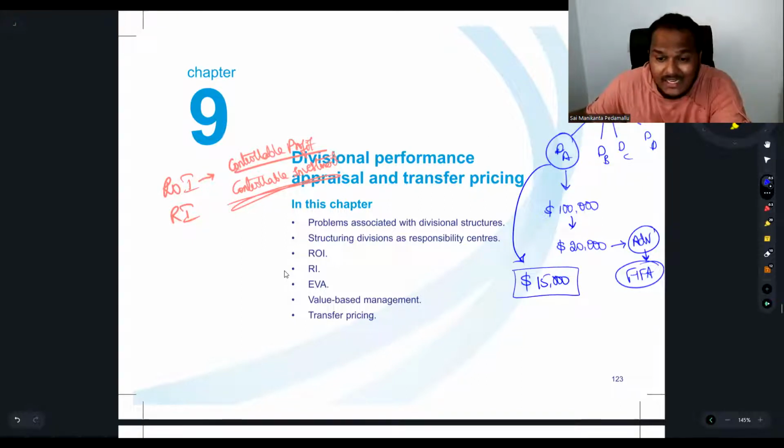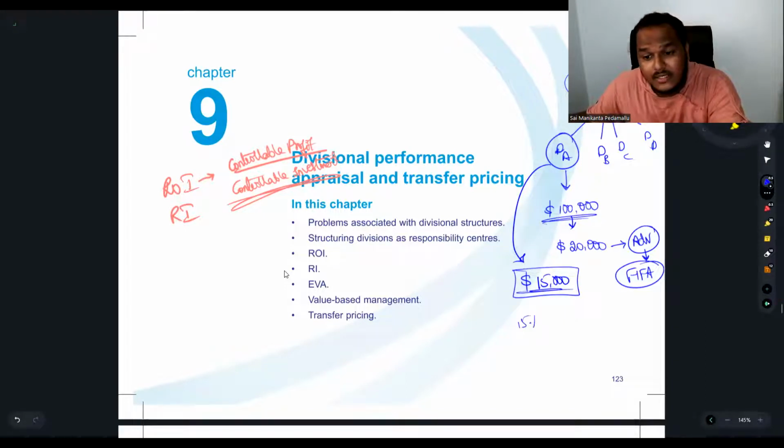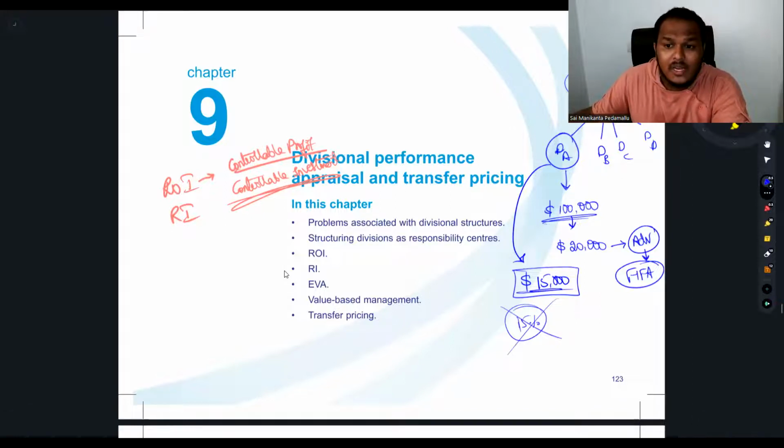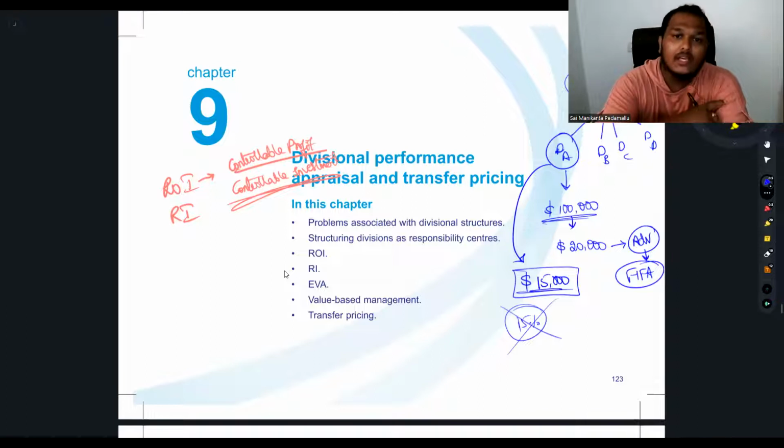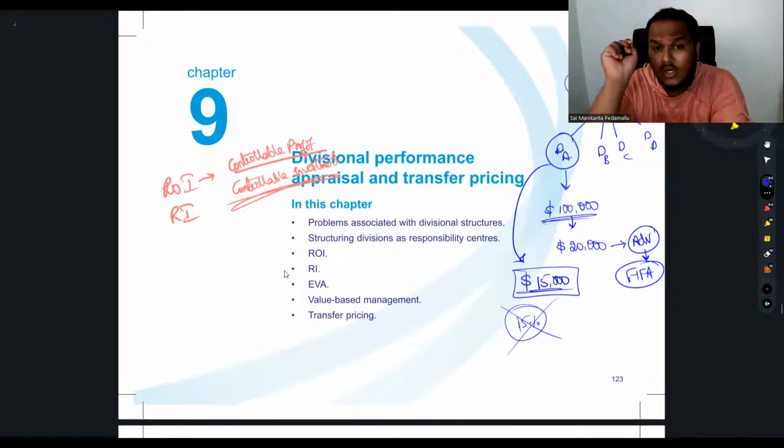Now, if I'm calculating ROI, return, head office is like, we gave you a total of 100,000, you got us a return of 15,000. So you are giving us 15% return. But that would be wrong. The division A manager would be like, sir, who told you 100,000? No, you gave me 100, but you specifically told me 20 should be spent on something. Actually, you know what happened, sir?